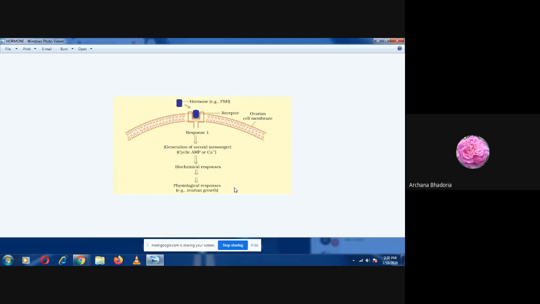Ma'am, what is cyclic AMP? It is adenine monophosphate. Just like our ATP and ADP, ATP is triphosphate, ADP is diphosphate, and AMP is monophosphate.